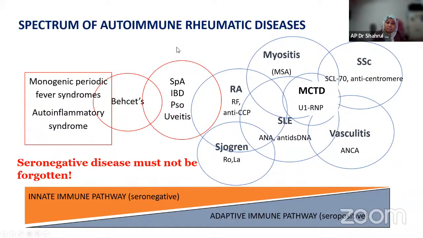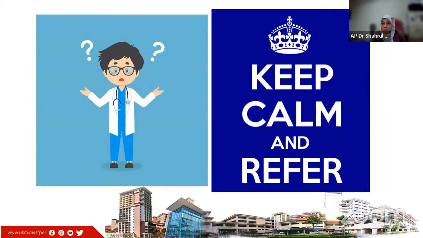Rheumatic diseases are a spectrum depending on which immune pathway is the main pathogenesis of the disease. Seronegative disease can be in the form of spondyloarthritis, like ankylosing spondylitis, psoriatic arthritis, uveitis, and vasculitis. Even in patients with seropositive disease, some of them can still be negative, for example ANCA-negative vasculitis, or even in myositis, where you don't find any autoantibodies. So clinical correlation is very important when dealing with patients with rheumatic diseases. If you are not sure, compose yourself and make a good referral. We always ask about the clinical aspect of the patient rather than focusing on the antibodies alone.